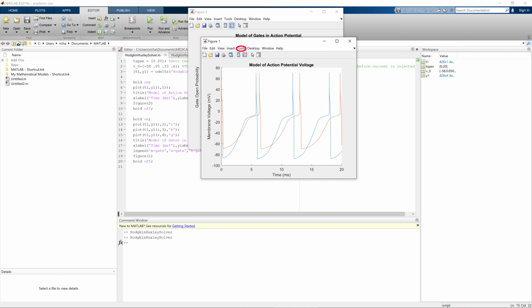Okay, so I hope that's a fun introduction to computational modeling and Hodgkin-Huxley equations and MATLAB and neuron action potentials and ion balances and everything.